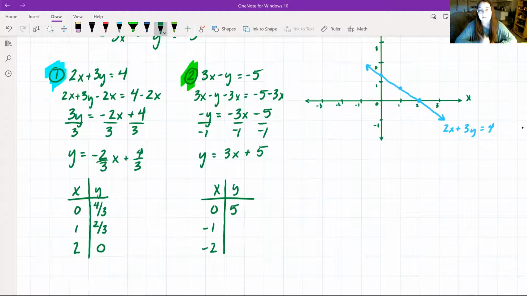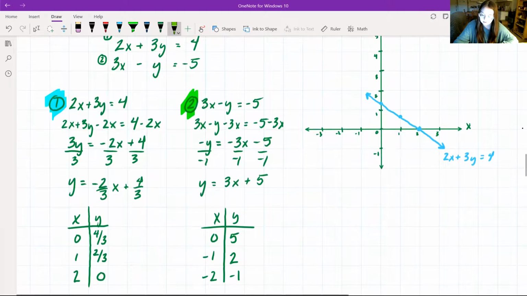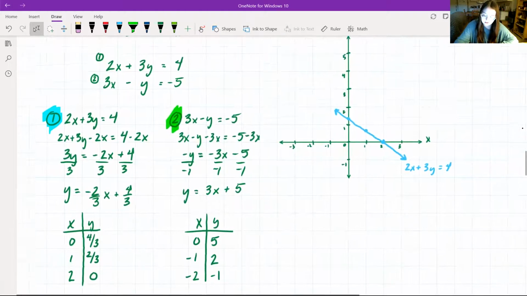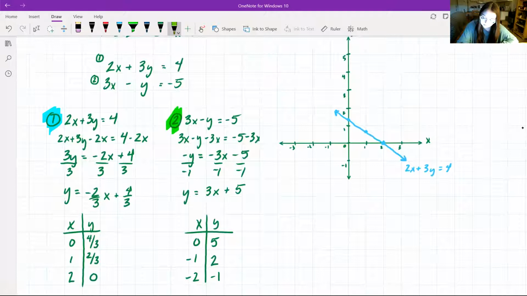If we plug in -1 into our equation, we get 3 times -1 plus 5. So -3 plus 5 is going to give us +2. Then if we plug in -2, we'll have 3 times -2, which is -6, plus 5 is going to give us -1. Now let's go ahead and plot those values. So we have 0, 5, our y-intercept here at the top, and we have -1 and +2.